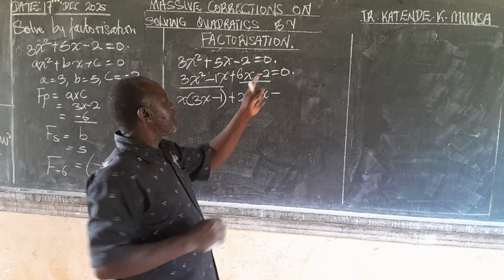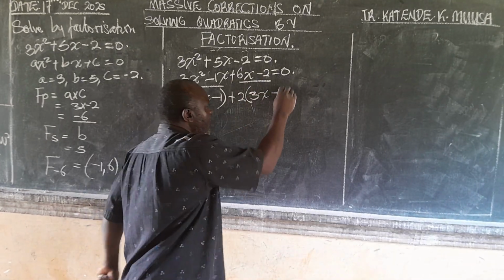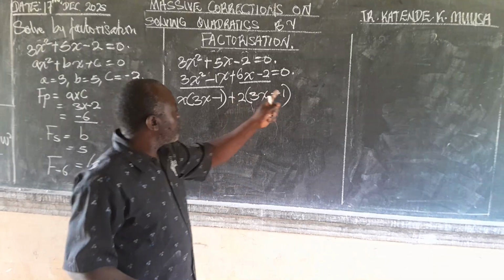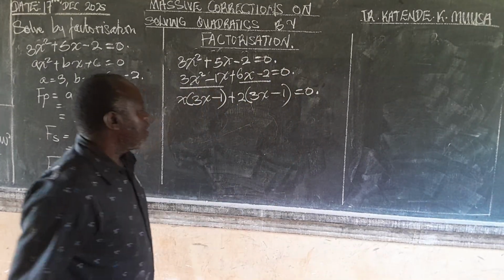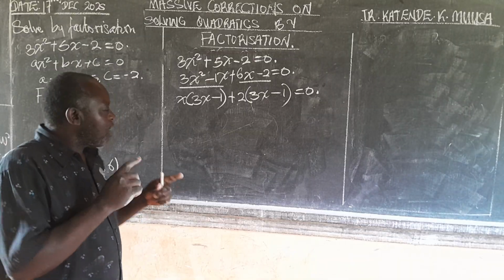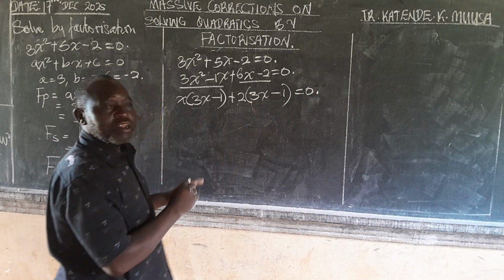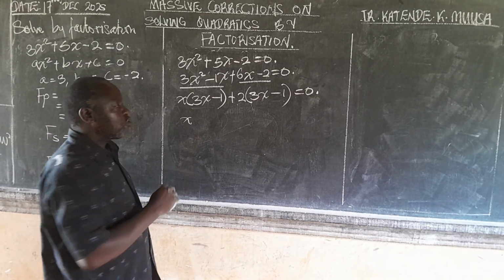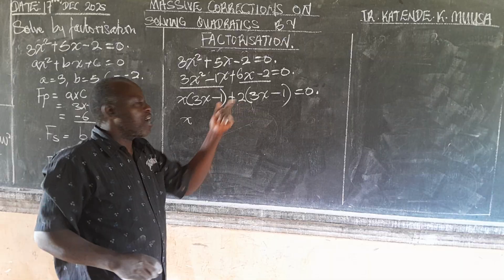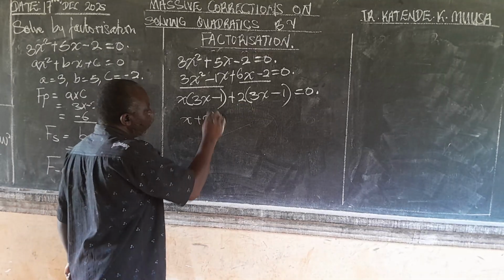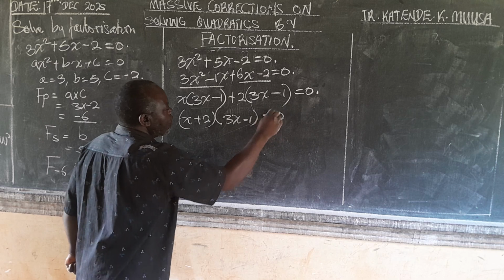Minus, what is inside the bracket here? 2 divided by 2, we get 1, in a way that when we say 2 times this one, we go back to this. Therefore, this equals 0. Now, we see that this bracket is the same as this one. Therefore, we say x, also bracket these ones, but don't forget this sign has to go along with the number: plus 2, into 3x minus 1 equals 0.